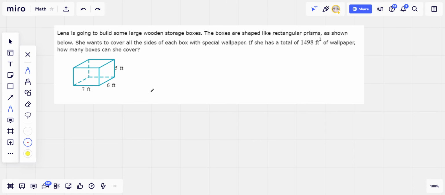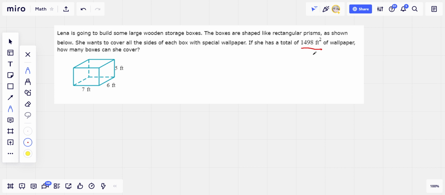Here we have a word problem that has to do with the surface area of a rectangular prism, or a box like this one you see here. The problem says Lena is going to build some large wooden storage boxes. They're shaped like rectangular prisms, and she wants to cover all of the sides of each box with special wallpaper. If she has a total of 1,498 square feet of the wallpaper, how many boxes can she cover? So maybe she doesn't want to build more than she has that wallpaper for.